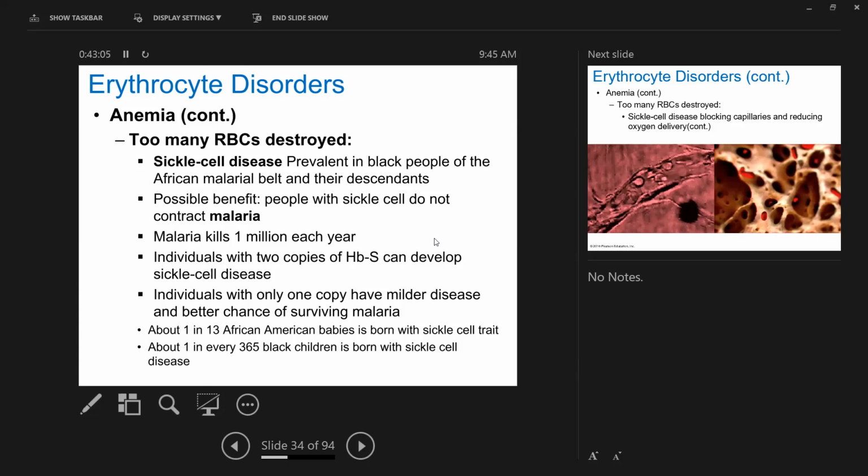So how many people have the trait? Well, in the U.S., 1 out of every 13 African American children have the trait.